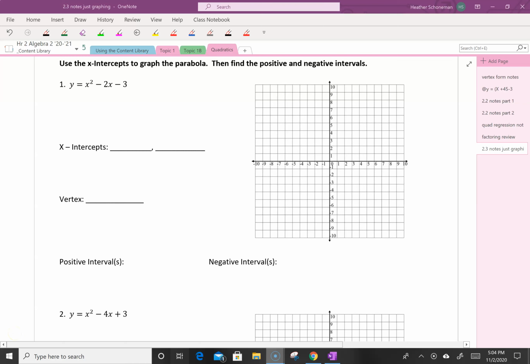This lesson looks at a different way to graph parabolas than what we've done before. We're just looking at a new approach. This time we're going to look at finding the x-intercepts. So we've done y-intercepts before. That's when x is 0.